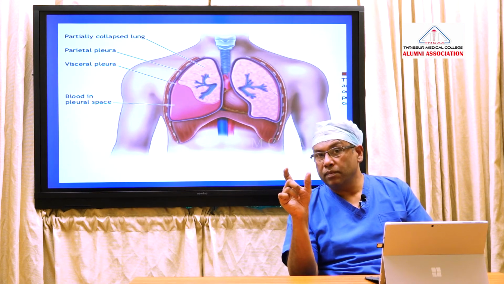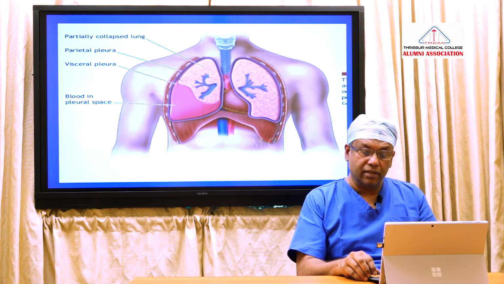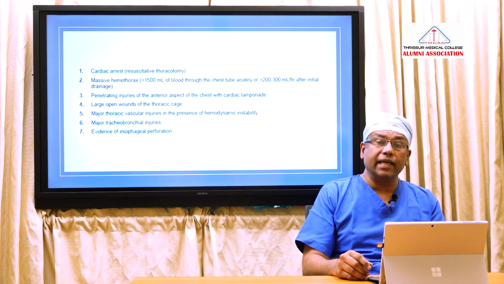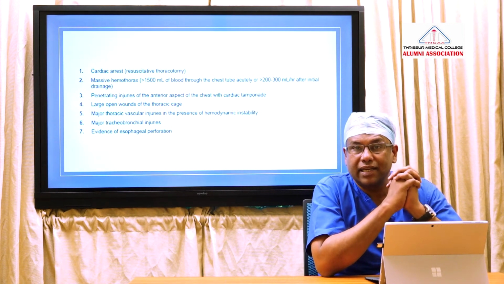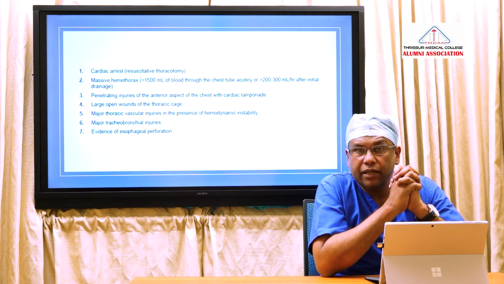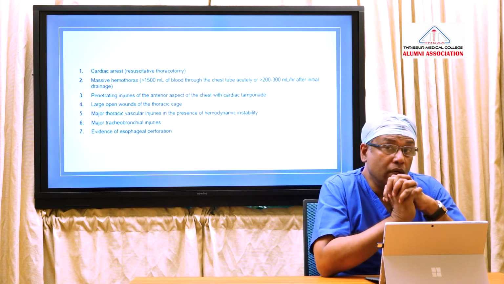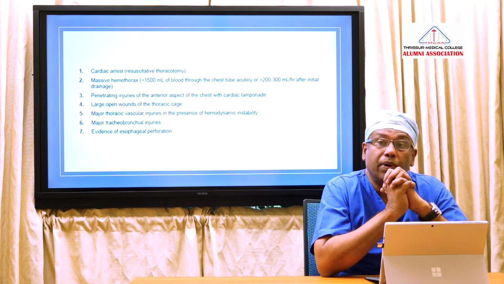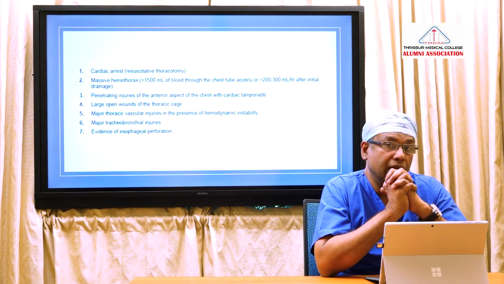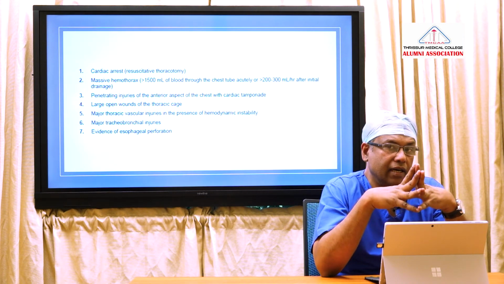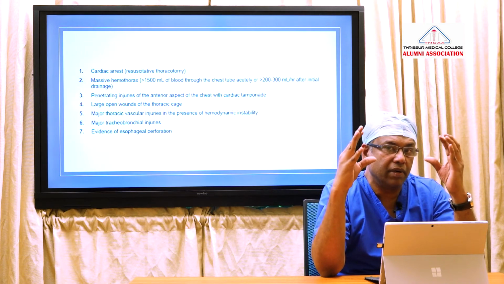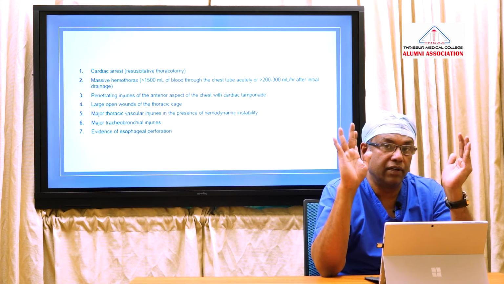But there should be some figures. What are the figures? It is said that when there is a massive hemothorax, when you put in a chest tube and it drains more than 1500 ml on an initial insertion, or 200 to 300 ml per hour after initial drainage. That is, every hour you get 300 ml drainage. That means there is continuous bleeding and you need to go and have a look.